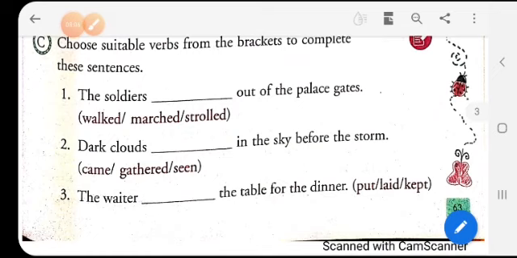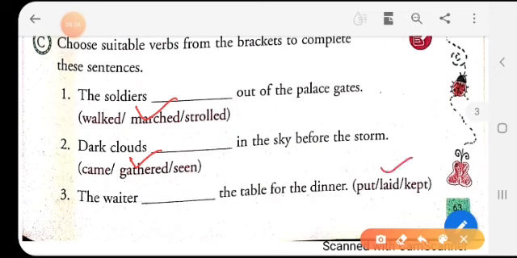The soldiers dashed out of the palace gates. So the verb will be marched out of the palace gates. Dark clouds dash in the sky before the storm. Dark clouds gathered in the sky before the storm. The waiter dashed the table for the dinner. The waiter laid the table for the dinner. So children, I have marked the answers and you will write it in the blanks.